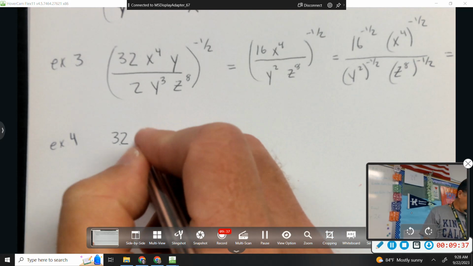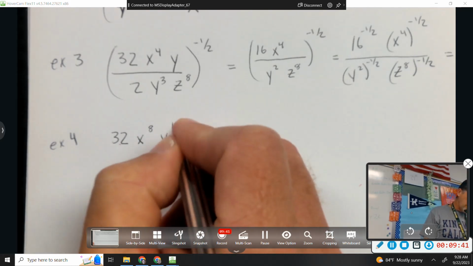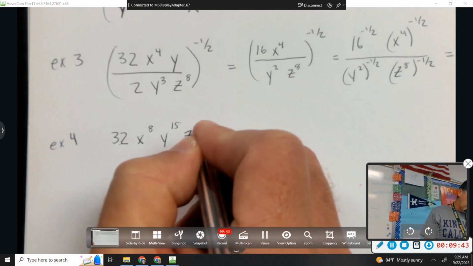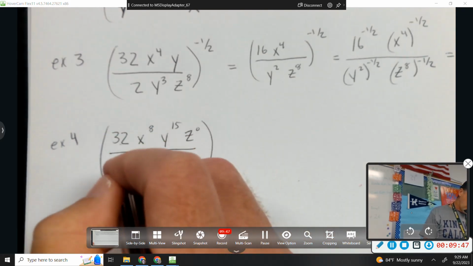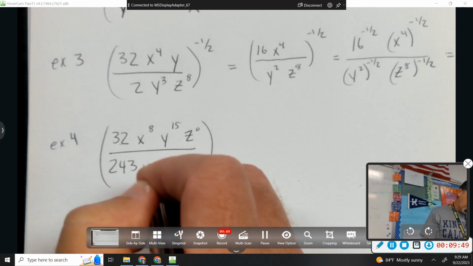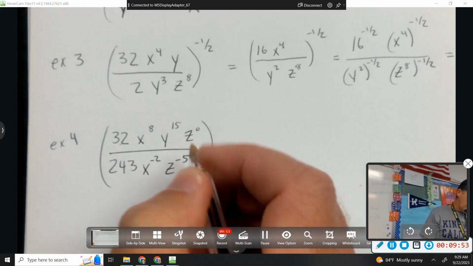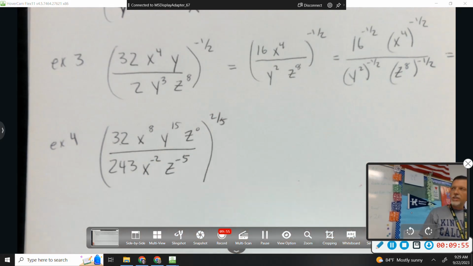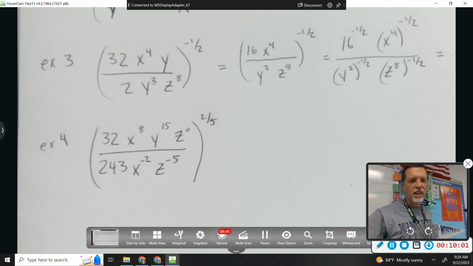Last one, then we'll talk about the assignment. 32 x to the 8th, y to the 15th, z to the 0 over 243, x to the negative 2, z to the negative 5, all to the 2/5. Ugh. That's the proper reaction to that. Ugh.